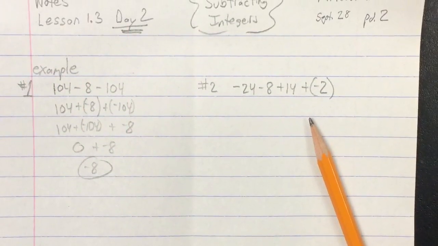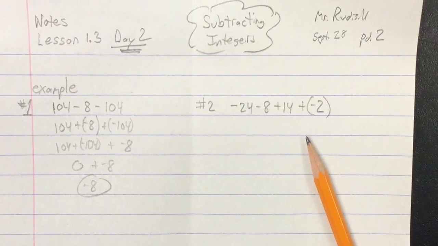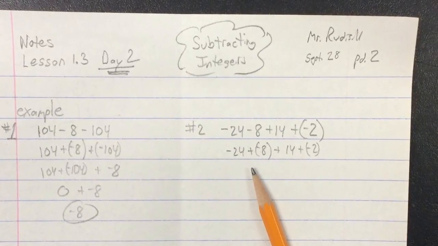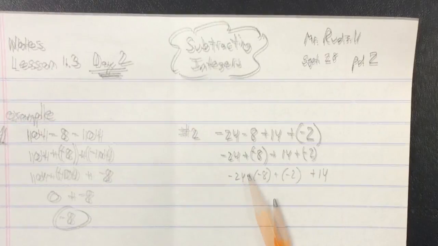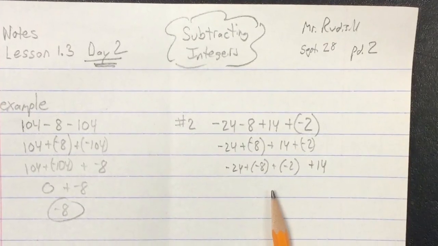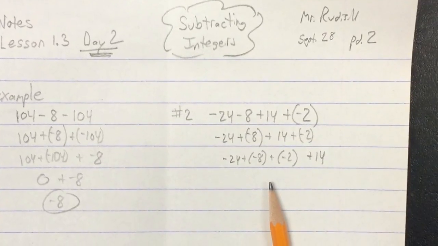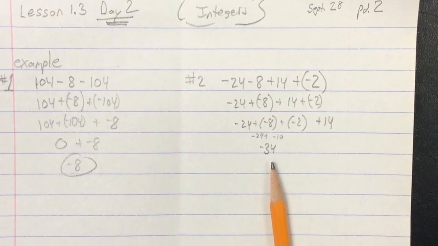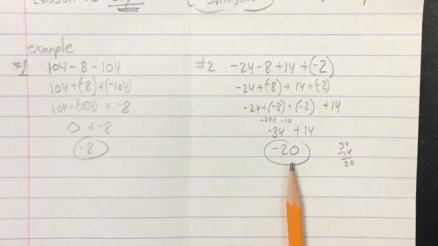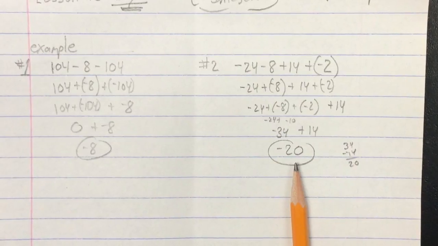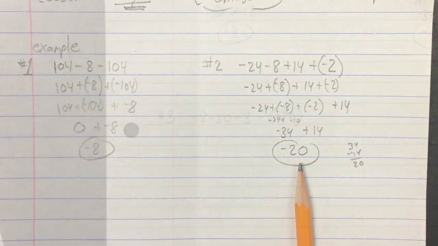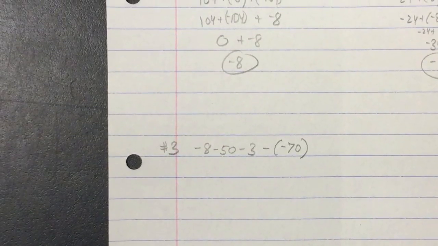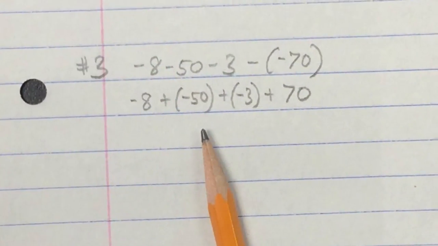In the next problem, we only have one subtraction, but if we can change that into an addition, which I have shown here, we can then move all the negatives together, all the same signs, and we can end up getting a negative 34 by adding those negatives together. Then when you add on 14 to that, we have to subtract their absolute values, and we end up with a negative 20. In example number 3, we're going to change this problem into all addition.